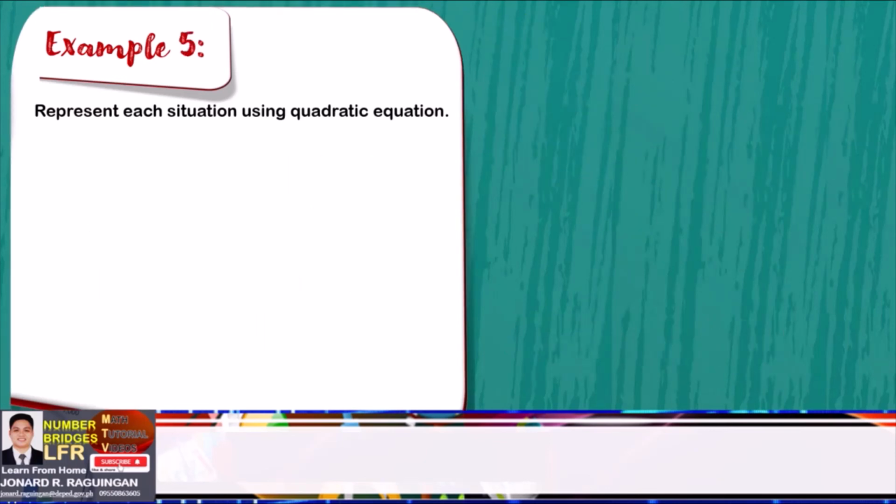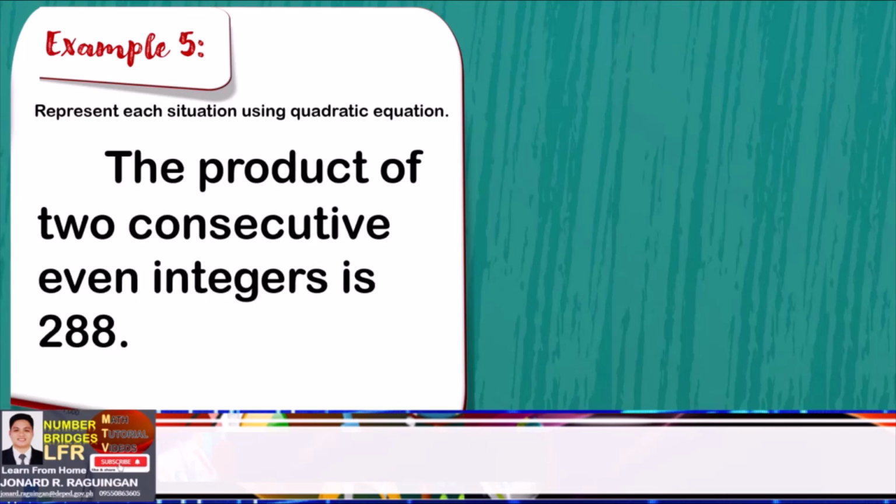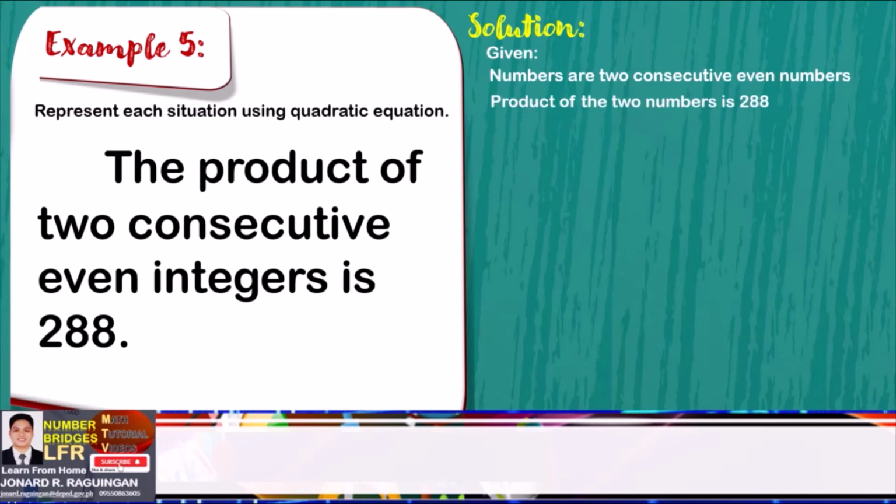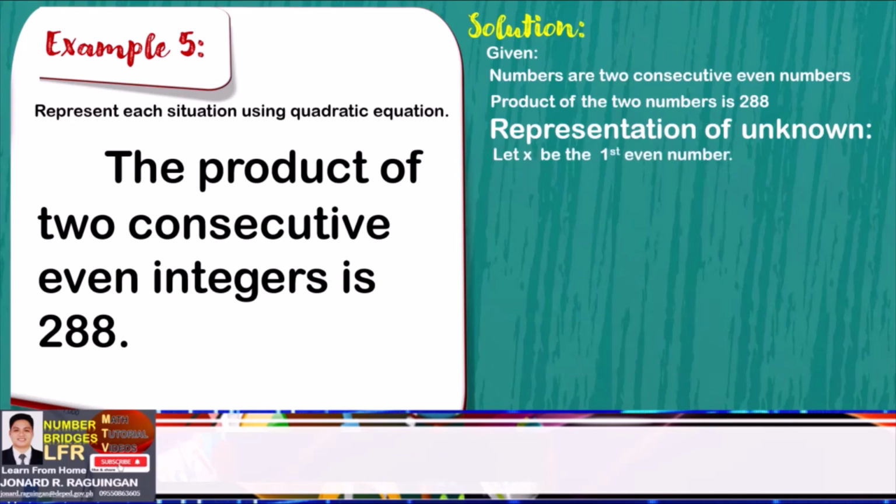Let's have another example. The product of two consecutive even integers is 288. First, identify what are the given. The numbers are two consecutive even numbers. Product of the two numbers is 288. Represent the unknown. Let x be the first number and x plus 2 be the second even number.